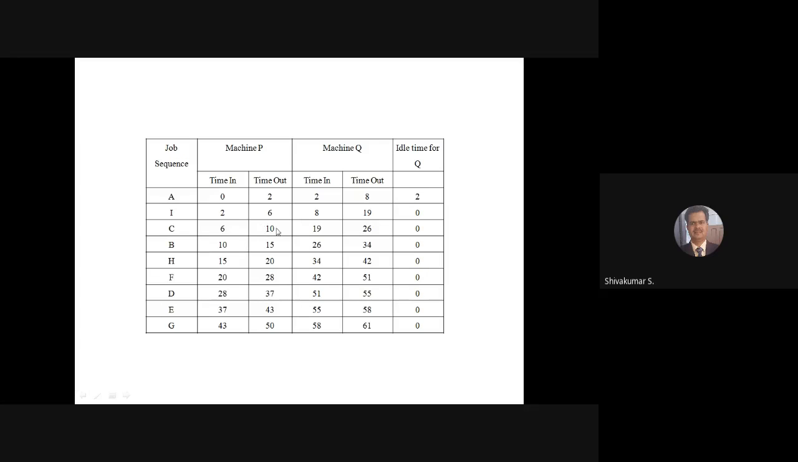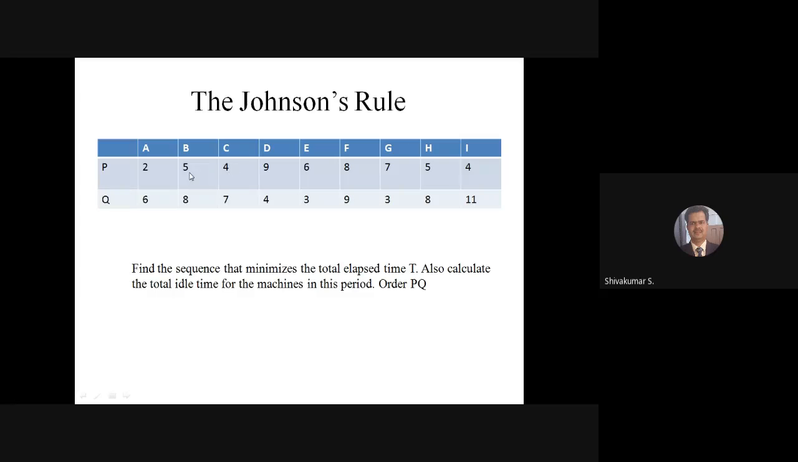So job C is free now after 10 minutes, but machine Q is free only after 19 minutes. So this 19 right here, 19 time in plus 7 minutes processing time, 19 plus 7, 26. Because machine Q 19 time out, 19 time in, 19 minus 19, 0 idle time. Now coming to job B. So time in of 10 minutes is written here. Job B takes 5 minutes on P, 8 on Q.